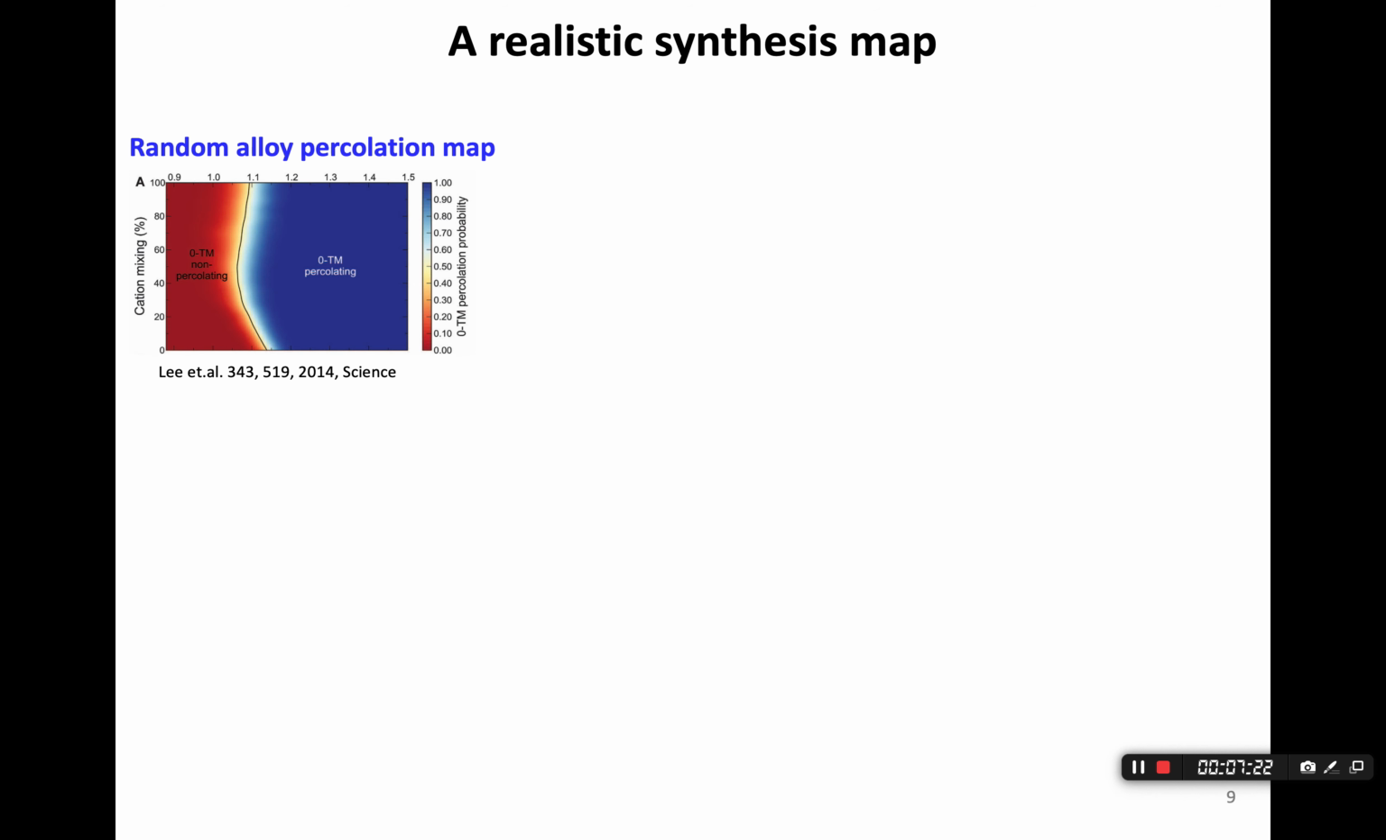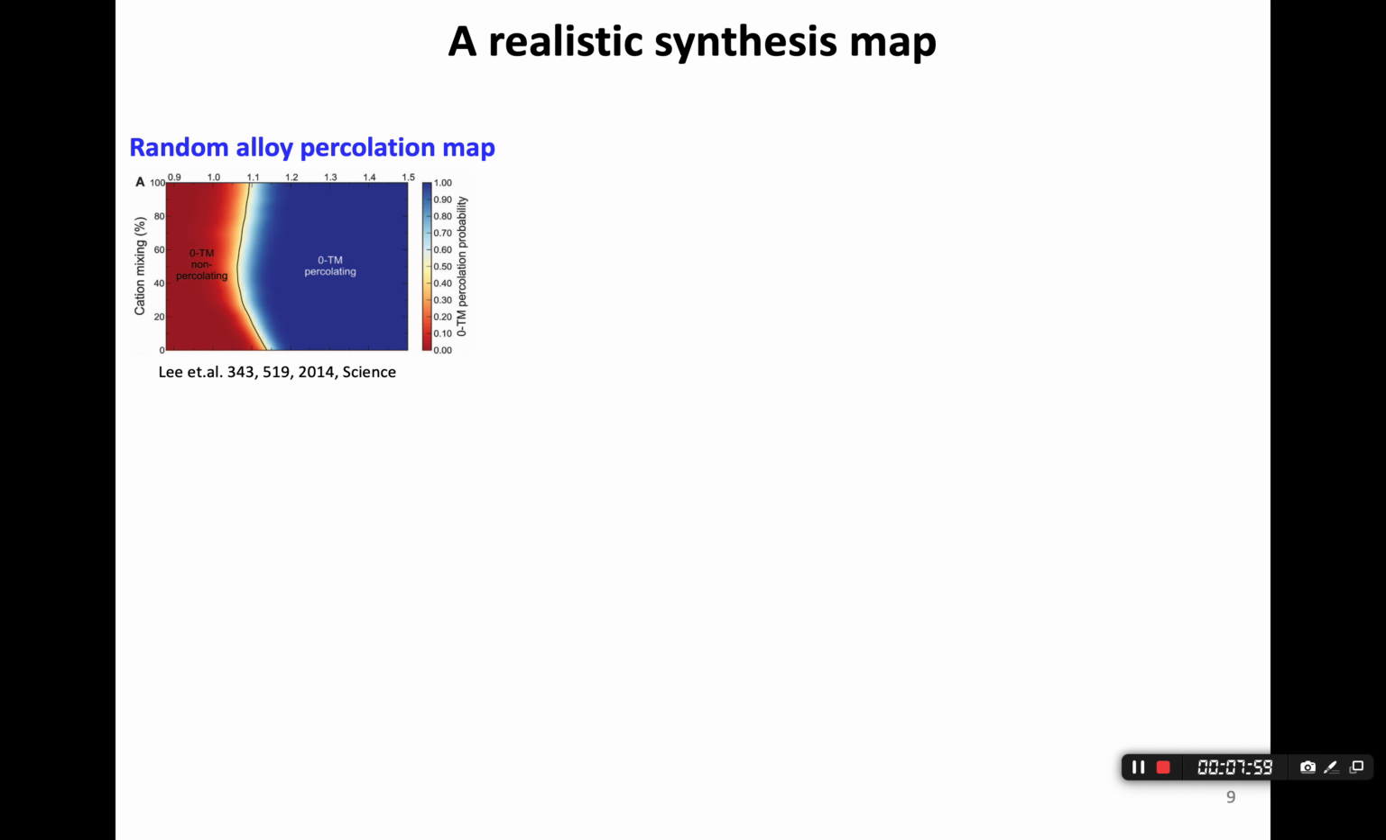So with this kind of tools, now we can move a little bit further, right? Because like 6 years ago, we could use a random model, as demonstrated in this work, to predict what happened in a random alloy. So we know that we need to go lithium excess. So statistically, we have a lot of zero-TM channels. But from this video, I told you that this is not the only thing we need to care about. Even though you can form a lot of zero-TM channels, if they cannot connect with each other very well, you will still have a bad performance.